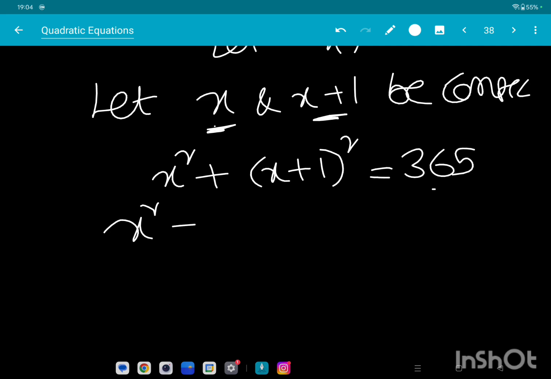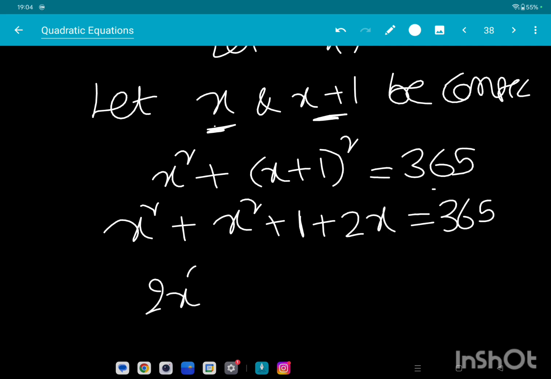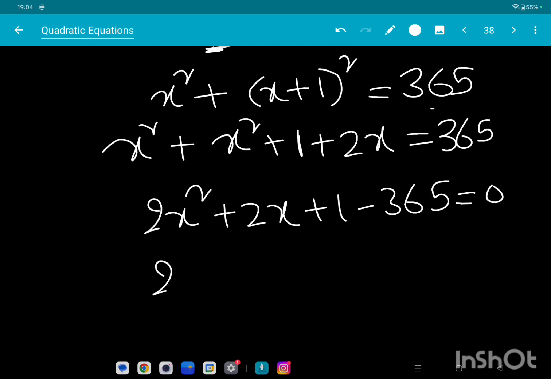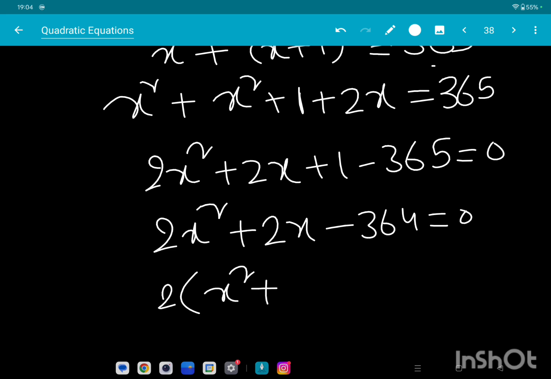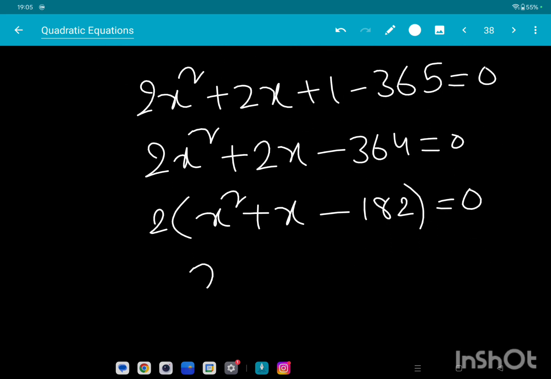Now if I solve this, x square plus (x plus 1) whole square, using (a plus b) whole square, which is a square plus b square plus 2ab, that is x square plus 1 plus 2x, is equal to 365. Now 2x square plus 2x plus 1, and this 365 will come to this side, it will become minus 365 is equal to 0. Now 2x square plus 2x minus 364 is equal to 0. If I take 2 as common, then x square plus x minus 182 is equal to 0. So finally we got x square plus x minus 182 is equal to 0.